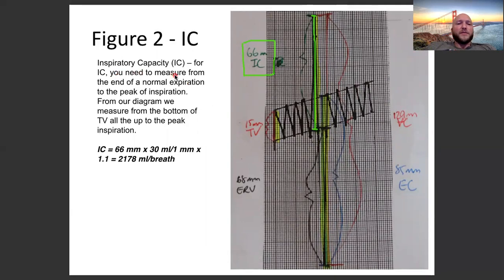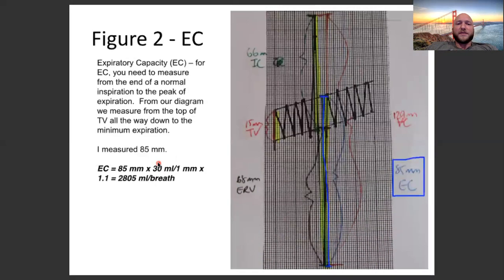For IC, you need to measure from the end of a normal respiration to the peak of max inspiration. So you can see here, we start at the bottom of a normal exhale, and we go up to the peak of inspiration, 66 boxes. So we do our volume equation again. So 66 boxes times 30 milliliters per box times 1.1 gives us 2,178 milliliters per breath for inspiratory capacity.